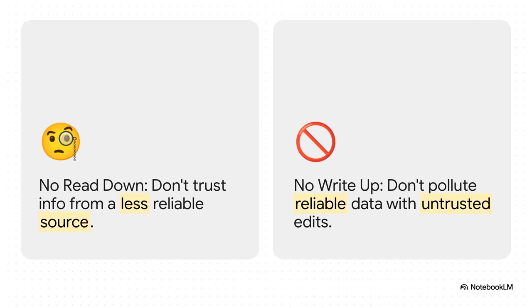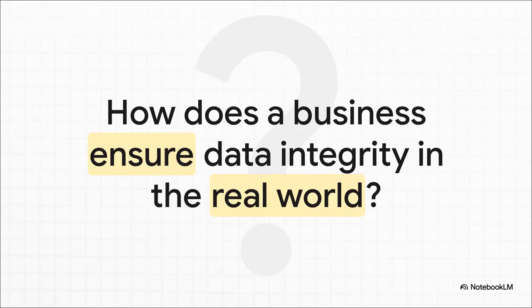You definitely don't want an intern accidentally rewriting the official company financial records, right? That's what this prevents. But that raises a question, right? How does a business ensure data integrity in the real world? It's often more complicated than just simple trust levels. Biba's great in theory, but for a commercial organization, it's not just about who you trust, but how things get done. The process matters. And that leads us to our next model, one designed specifically for business.